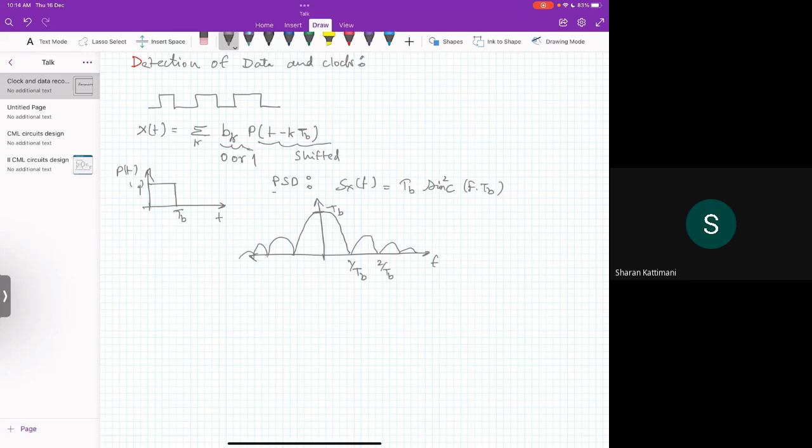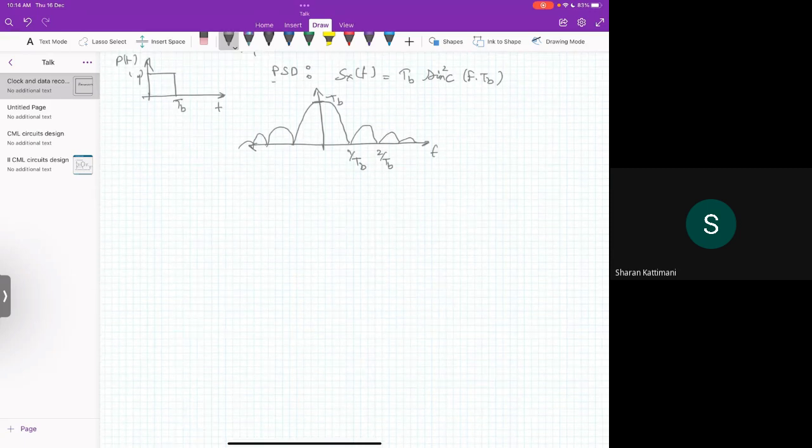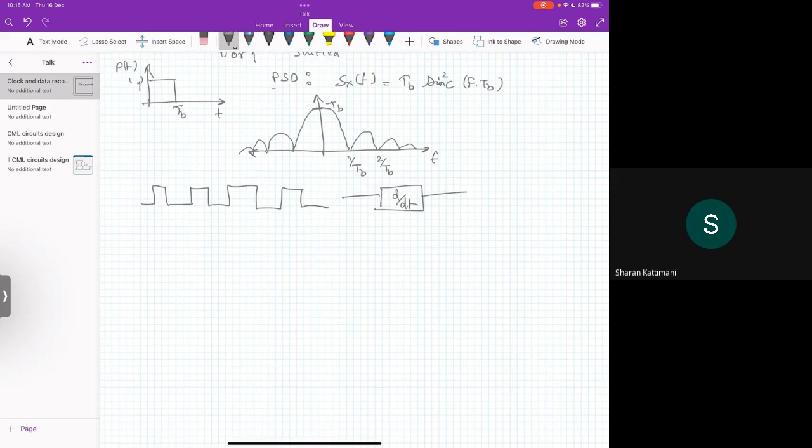So how to process this? In the time domain it is quite simple. We want to detect the edges. We know that we have a pulse like this and we want to detect edges. So what you need to do is first differentiate it and remove all other information other than the edges. If you differentiate, you will get the information of the edges. So you will get this.